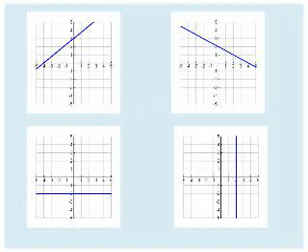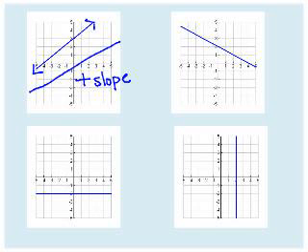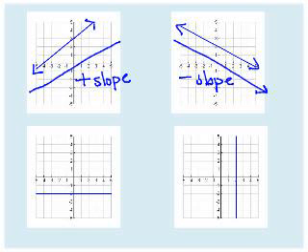Here I have 4 different graphs. This line rises as you read it from left to right. So this has what we call a positive slope. Again, because it rises from left to right, it's a positive slope. This line falls as we read it from left to right, so this has a negative slope. Again, it falls from left to right, so it has a negative slope.